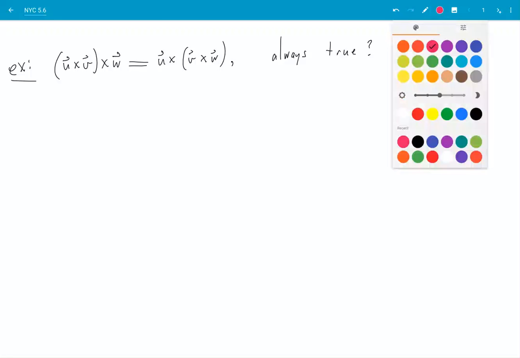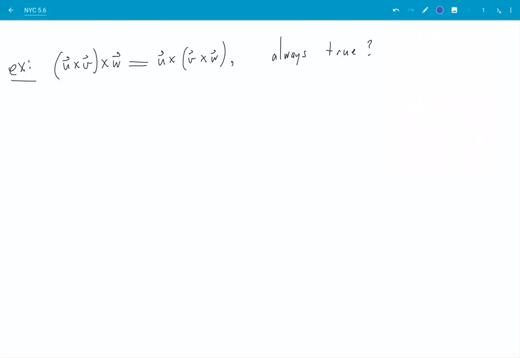Okay, so this is not always true. Here's an example. I cross J, what is that? Well, let's do I cross I. I cross I is equal to 0, okay, we saw that already. 0 vector. So this is equal to 0 vector cross J, which will be 0 vector.